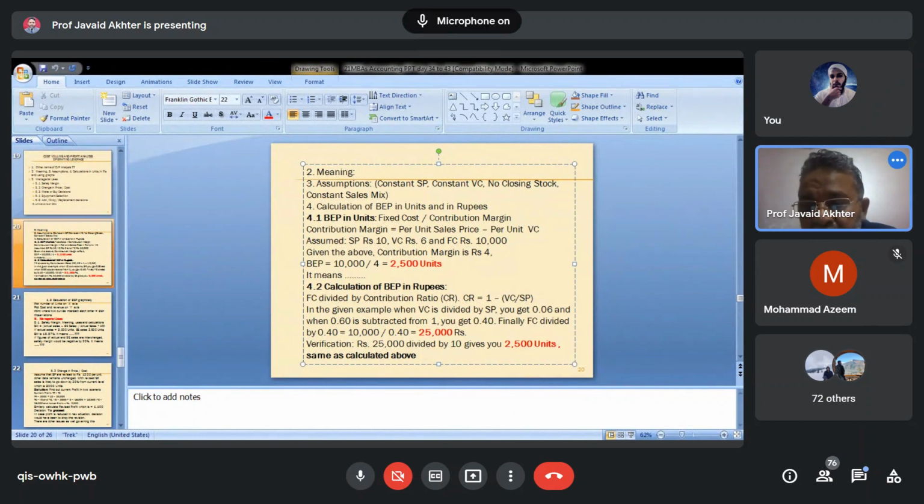You got it? Okay, now in the slide itself, calculations have been given with assumed data. Let us assume that your per unit sales price is rupees 10 and your variable cost is rupees 6 and fixed cost is rupees 10,000. So what will be your break-even point? 10,000 divided by 4. 4 is 10 minus 6. So 2,500 units. So at 2,500 units, what will be the interpretation?